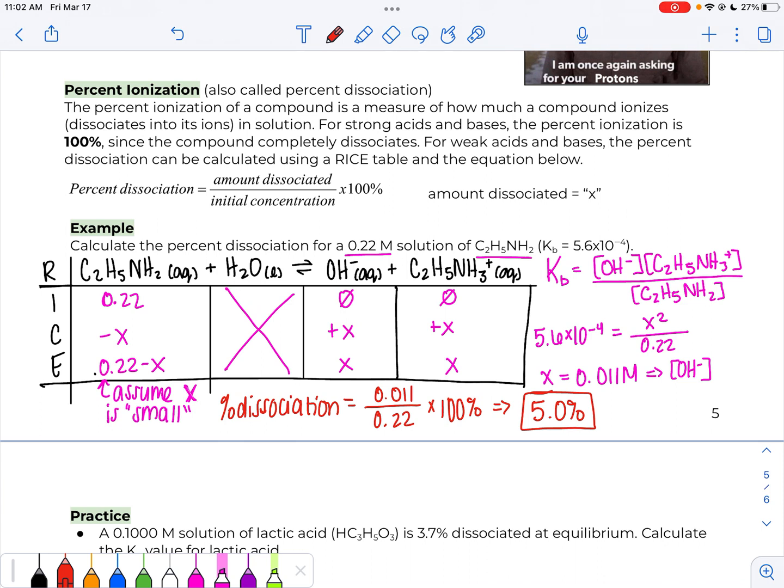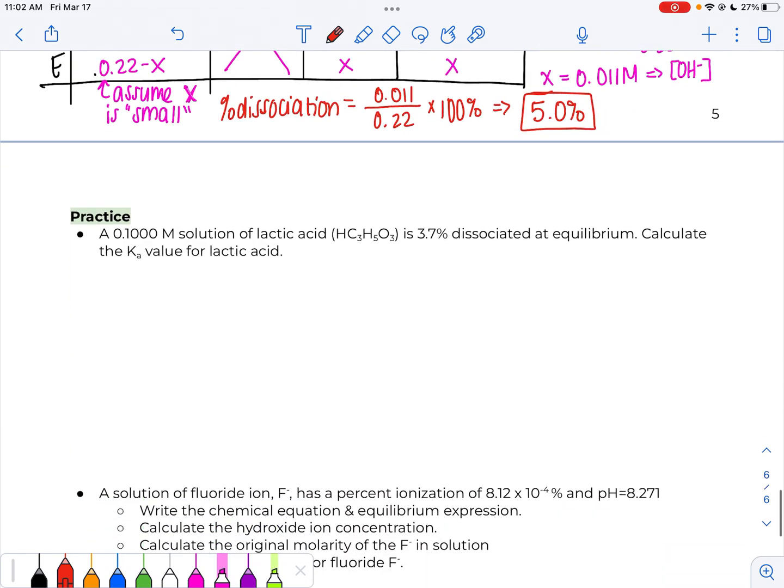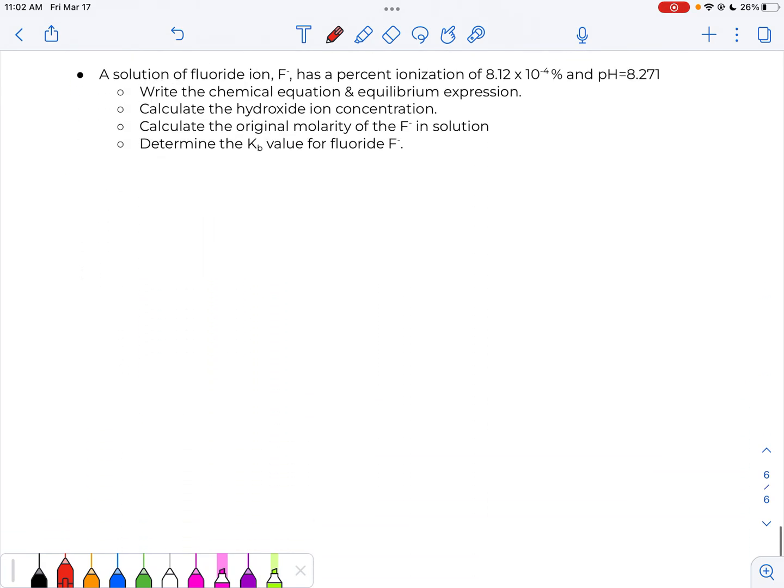All right, why don't you try the last practice problem right here? Pause the video, do it, check the answer key, and come on back for a super fun challenge problem.